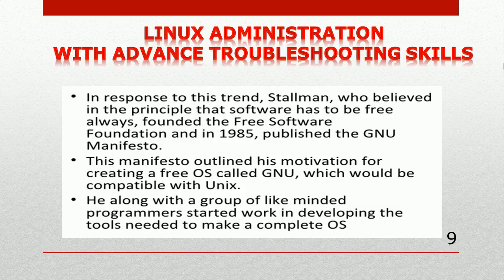This manifesto outlined his motivation for creating a free OS called GNU, which would be compatible with Unix. He, along with a group of like-minded programmers, started working and developing the tools needed to make a complete OS. Till then they didn't have a free OS, so people were working on it on the basis of the GNU project.